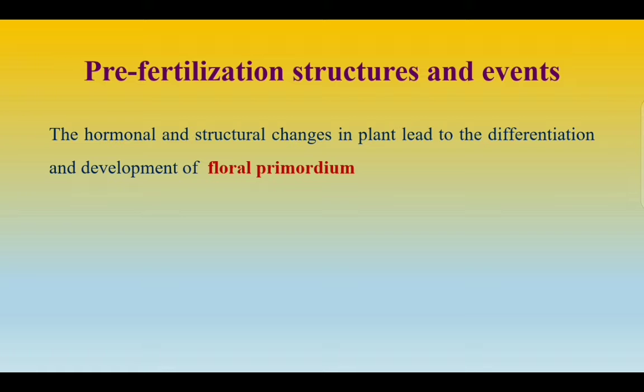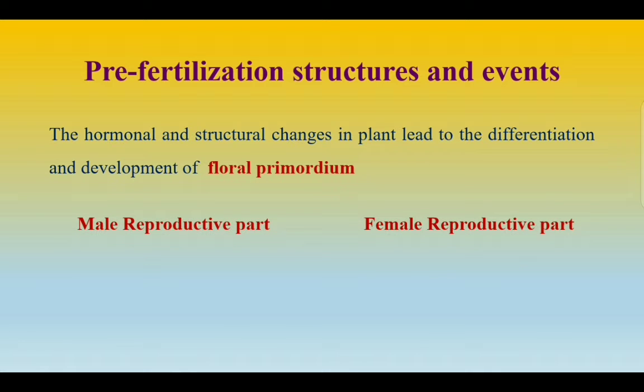Pre-fertilization structures and events are very important. Hormonal and structural changes in the plant lead to the differentiation and development of the floral primordium. So initially there will be differentiation of the flower, that is, the floral primordium. You can see the male reproductive part and the female reproductive part.